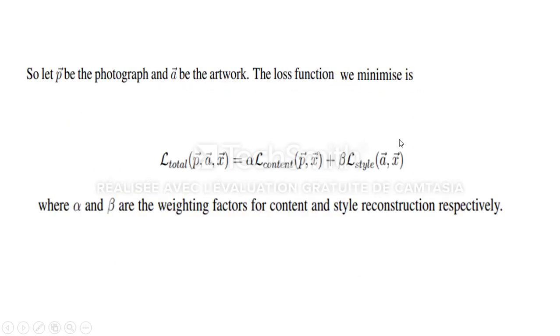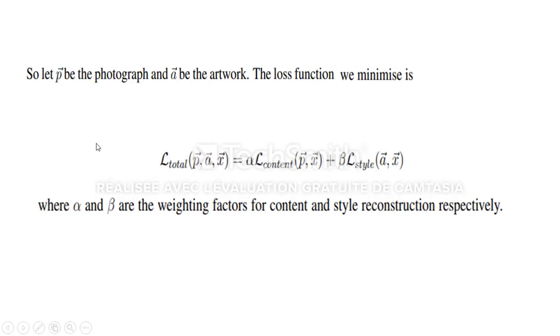So the total loss is going to be an addition between my content loss and my style loss, and I'm going to add my alpha and beta, which are the weight factors for the content and style reconstructions. Okay, so if I want to highlight the effect of the content image, I'm going to put a high alpha, and if I want to focus on the style, I want to put a high value of beta. Okay, so this is my total loss.